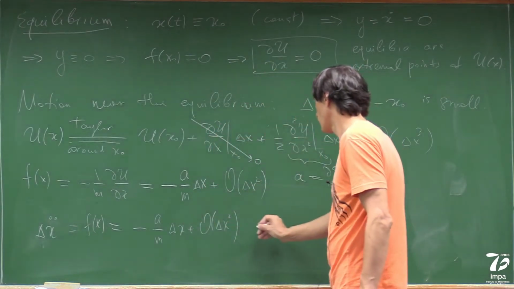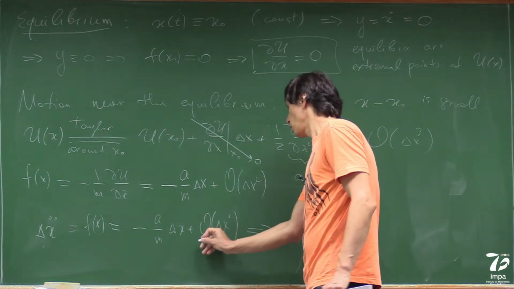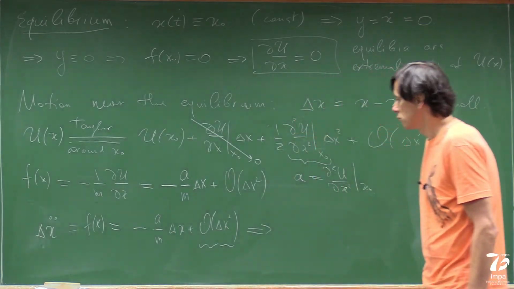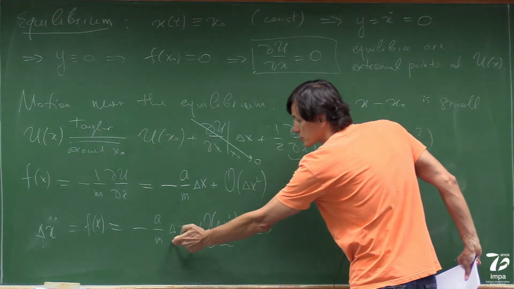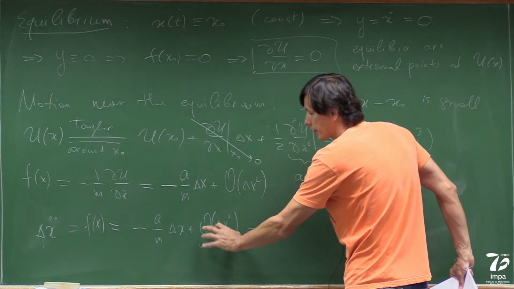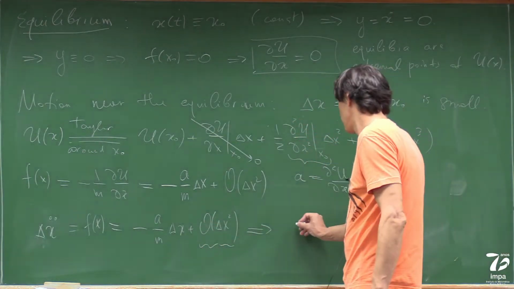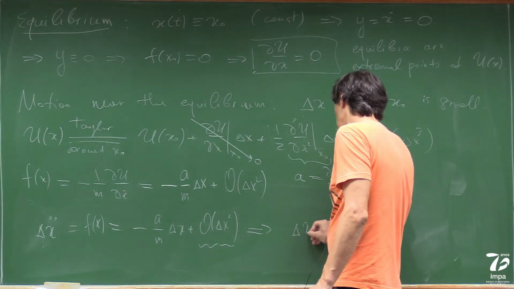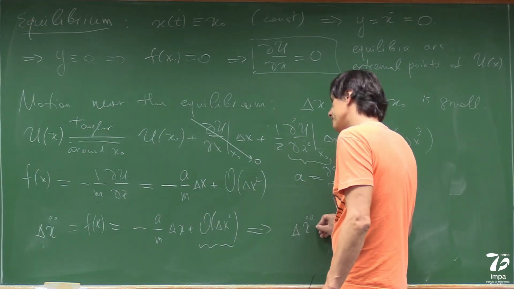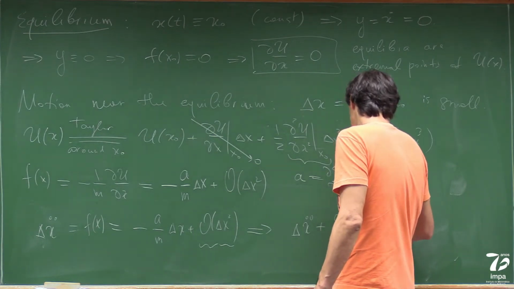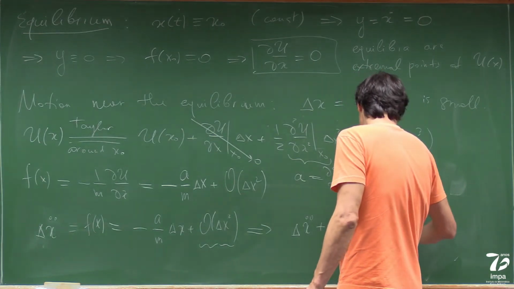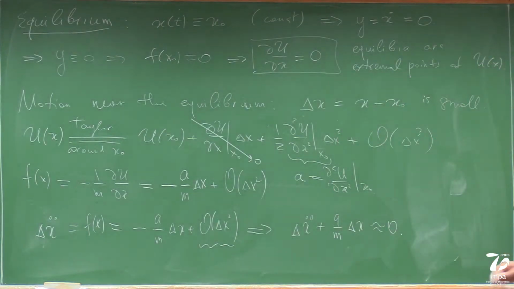So neglecting, we're close to equilibrium. So this is small, and this is even smaller. So we can neglect this, and we take local dynamics. The next term we put on the left. So we have local dynamics described approximately by this expression.